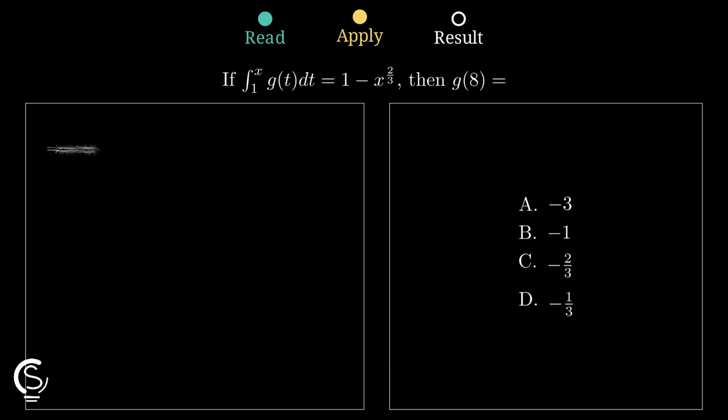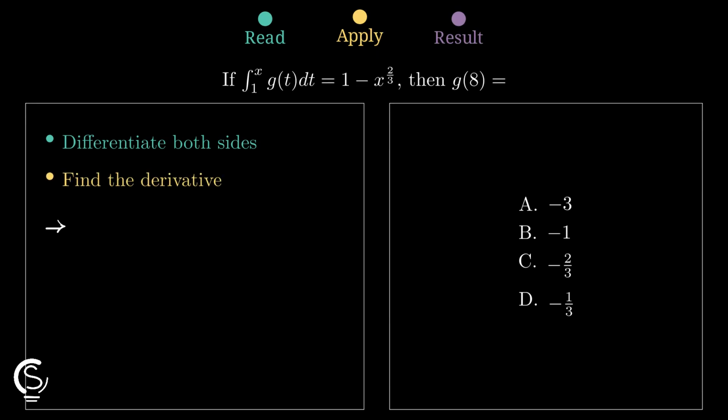Now, let's find the derivative of the right side. The derivative of 1 is 0, and for the power term, we bring down the exponent to get negative 2/3 x. Finally, plug in 8 for x. 8 to the negative 1/3 power is 1/2, so multiplying gives negative 1/3. Option D is correct.